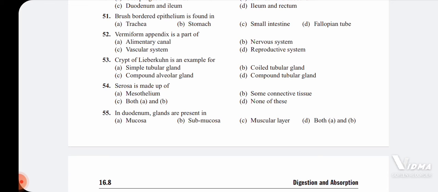55th question, in the duodenum glands are present. What are those glands called? Those glands are called Brunner's glands. Where are the Brunner's glands present? The Brunner's glands are present in the submucosa. For the 55th question, the correct answer is option B.